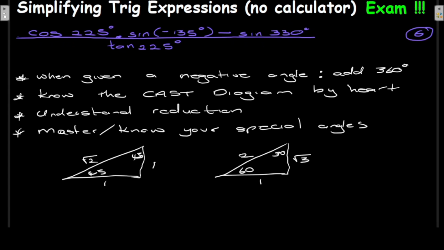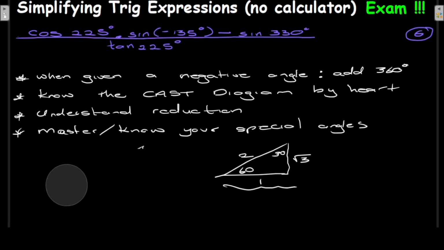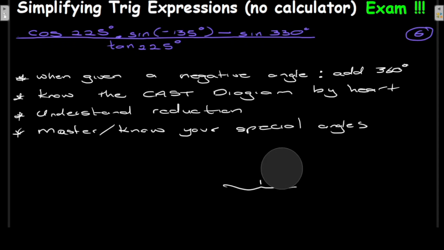Your hypotenuse has to be 2. The side adjacent to the 60 has to be 1, and the opposite has to be √3. Just like that. It is as simple as pie. Okay, so let me just go back to understanding reduction.